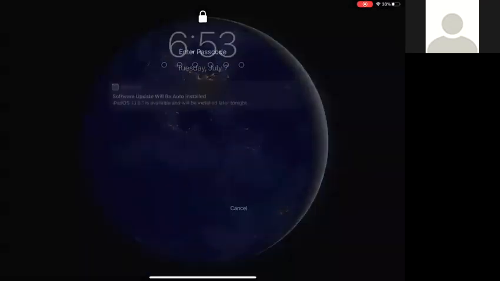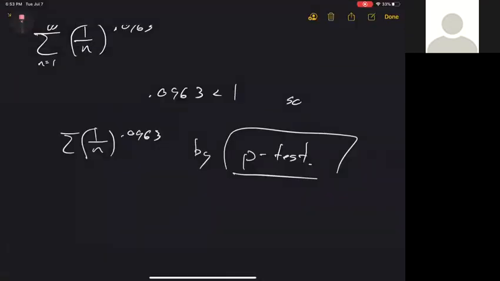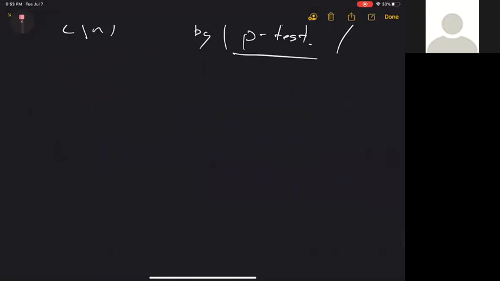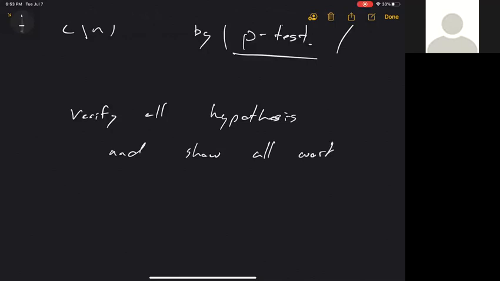On a problem, if you see something like the phrase in the setup of the problem where it says, verify all hypotheses and show all work. This is a common phrase to see, verify all hypotheses.